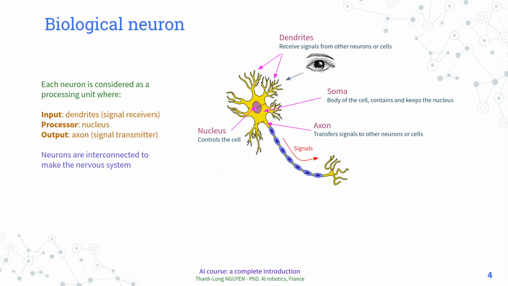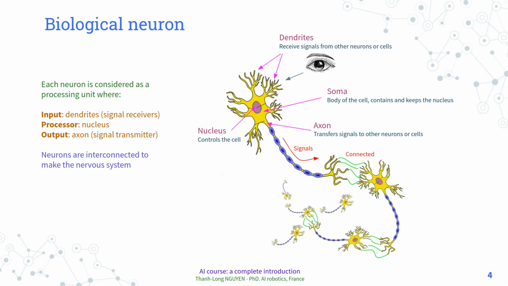Then, signals are transmitted through the axon this way to go to other neurons or cells, for example to this one, so the two are connected together. And this new one, again, may be connected to other neurons, and so on, building the complete nervous system. For example, this neuron may output signals to cells controlling arm actions, or this one may control legs. So that is the idea of how the biological brain works to process information.